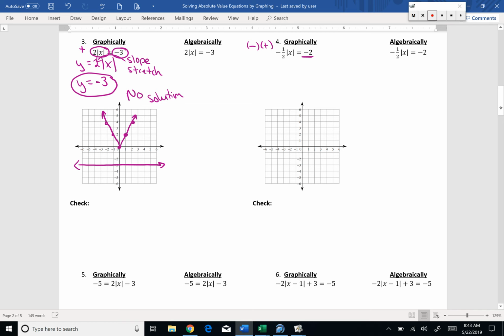So let's go ahead and pull these apart. Negative 1/2 absolute value of x. And then we have y equals negative 2. I always graph the plain old y equals first. Again, it might save you graphing a few points.